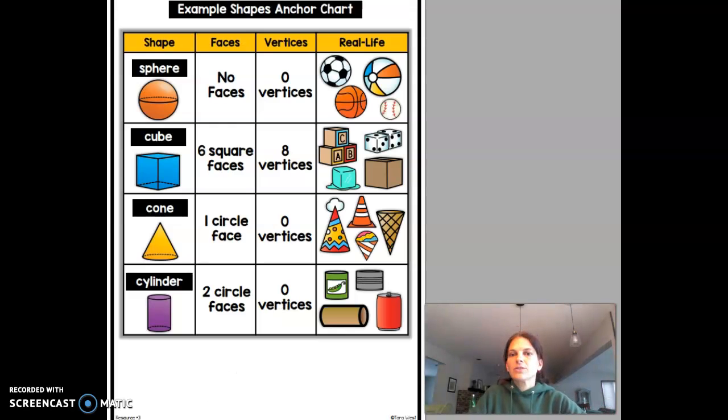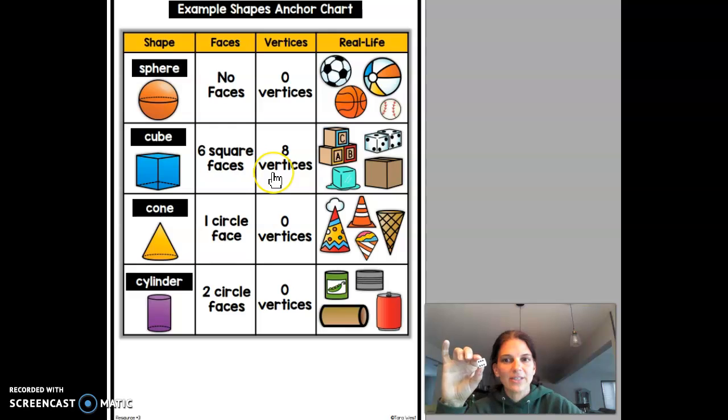So, to review, here is a sphere. It has no faces because it's all round. There's no vertices, and some real-life examples are a soccer ball, beach ball, basketball, and a baseball. Our next one, does anybody know what the name of that is? A cube. It has 6 square faces and 8 vertices, 8 corners. A real-life example of that is a block, ice cube, dice, or a box. And then there's many other examples than just these here.